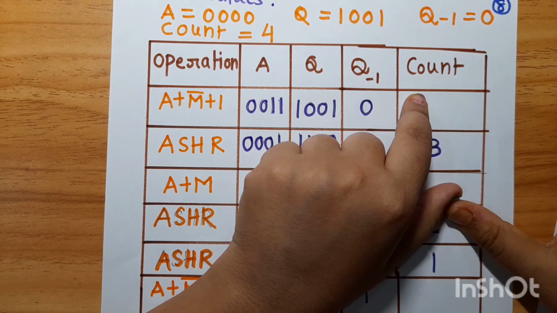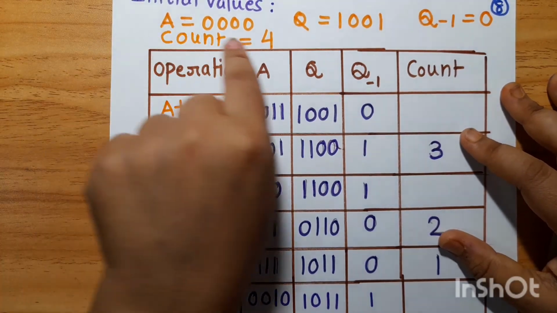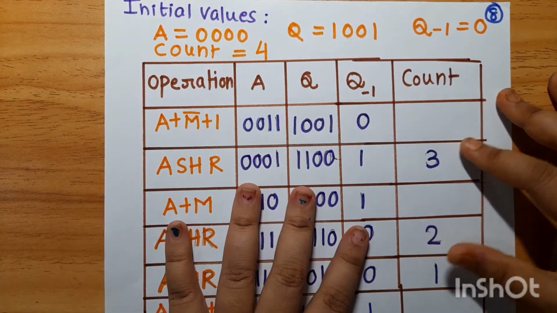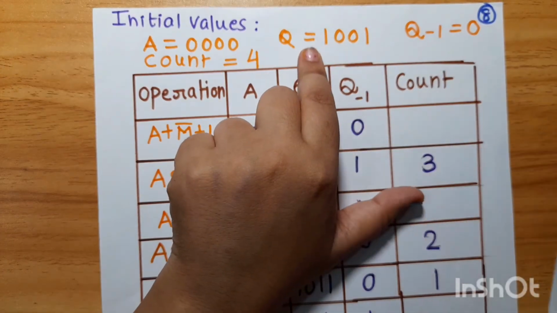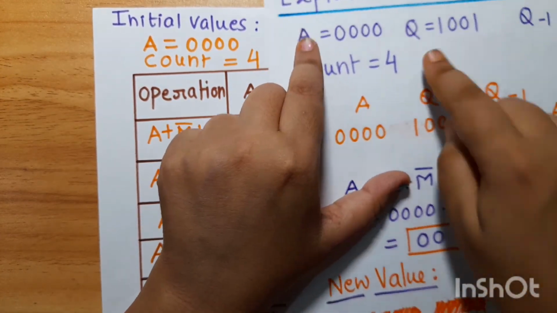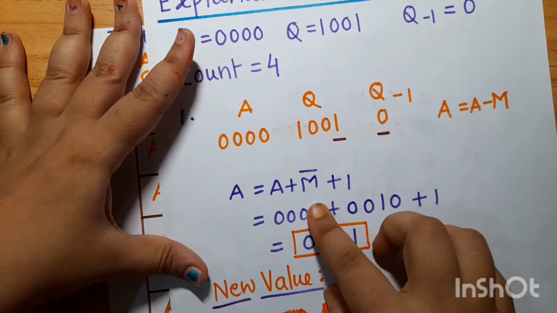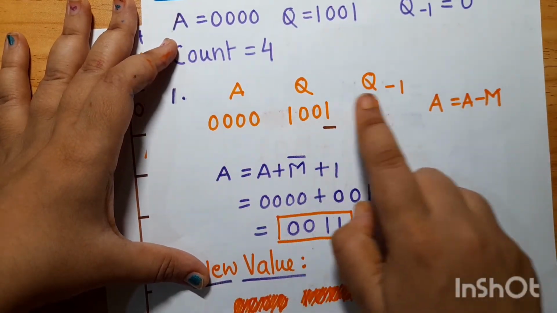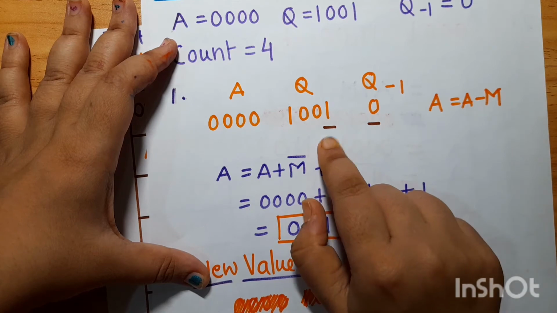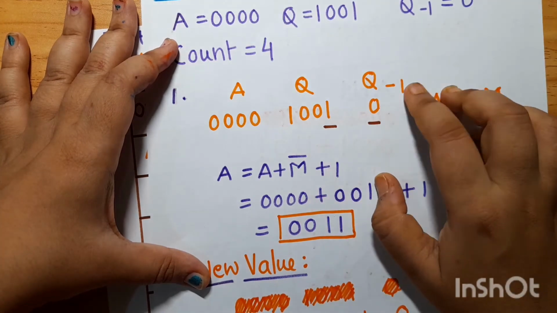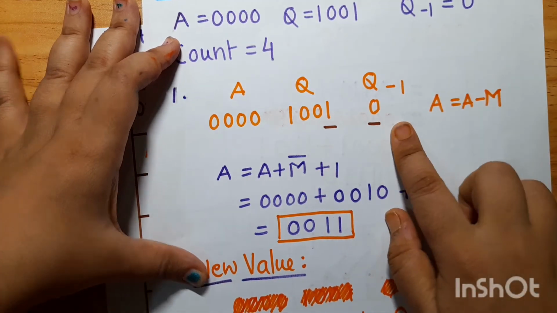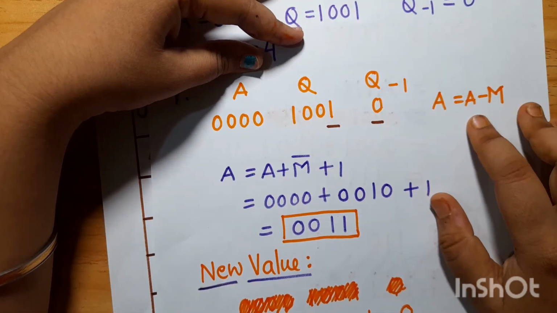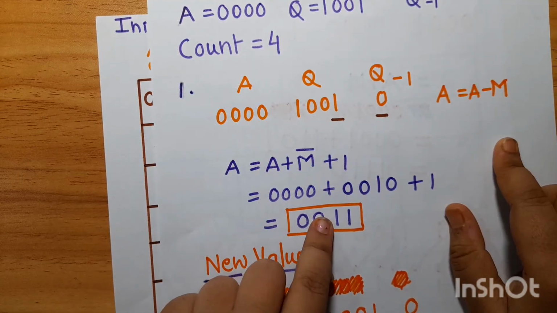This count value will determine the number of times the loop has to be run, where we check Q0 and Q minus 1. So initially it was like this. I have done the explanation here. I have put everything together: A, Q, Q minus 1. You see, the LSB is 1 and Q minus 1 is 0. So 1, 0 means I have to do the operation A plus M bar plus 1.